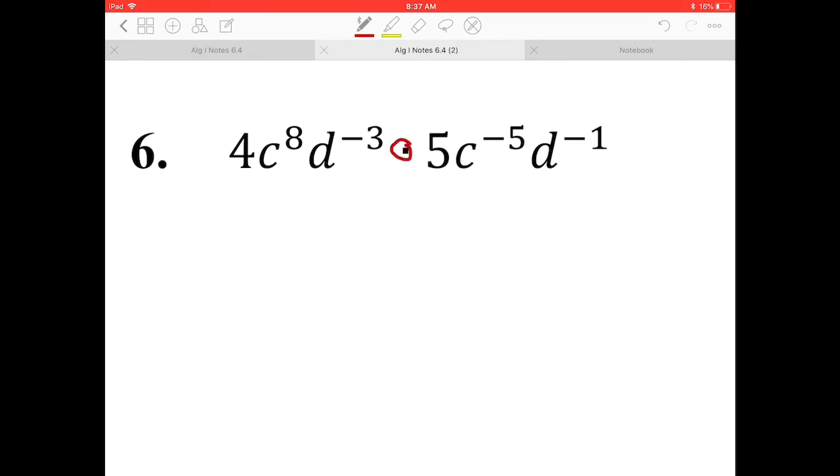So number 6. I'm going to actually multiply this, and then I'll take care of my negative exponents. So 4 times 5.